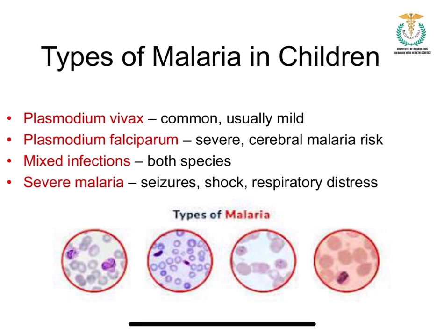What is complicated malaria? Complicated malaria is when the child presents with symptoms like seizures, then there may be shock, hypotension, there may be bleeding manifestations, there may be respiratory distress, there may be altered sensorium. All of these constitute complicated malaria, and these children require inpatient care.